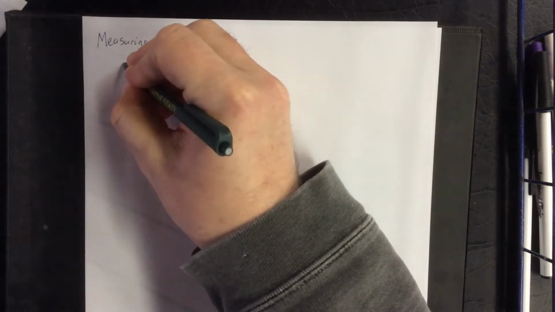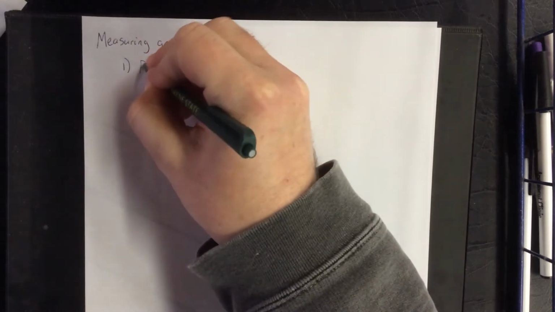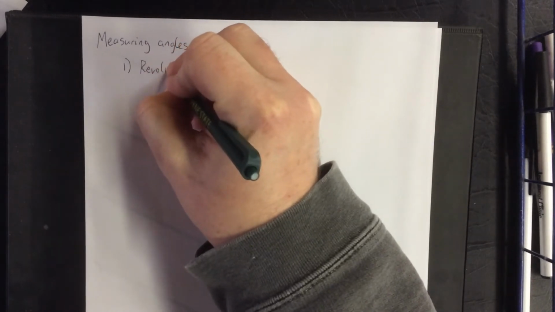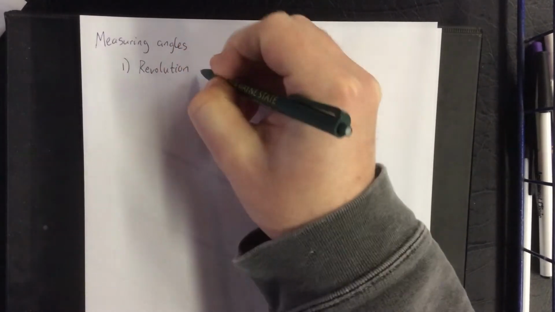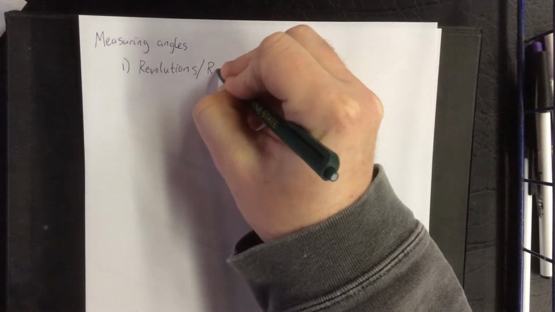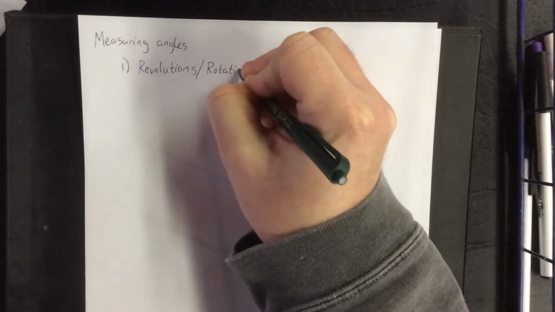So now that we've defined what angles are, we're going to move into the next concept, which is measuring angles. There are going to be three different ways that we measure what angles are. First way is going to be for things that rotate a lot. These are going to be referred to as revolutions or rotations.